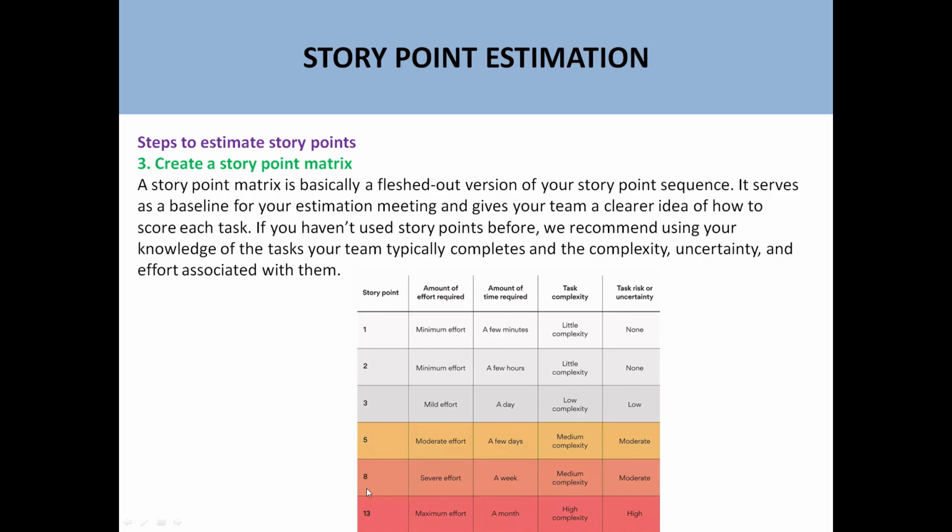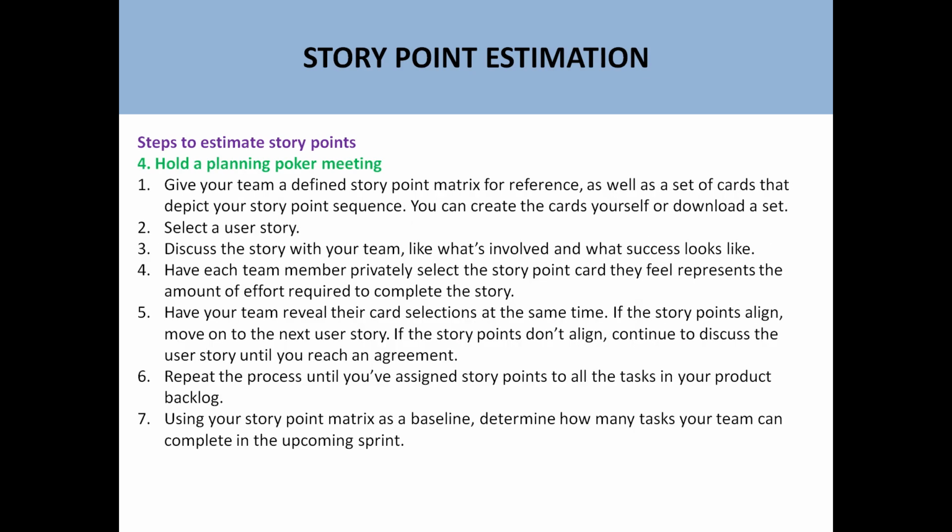Also, story point 5 means the amount of effort required is moderate, amount of time required is a few days, task complexity is medium, and the associated risk is moderate. Also, if you say story point 13, that means the amount of effort required is maximum, amount of time required is a month, task complexity is high, and task risk associated is also very high. So this is the story point matrix, which can be used to estimate a story.